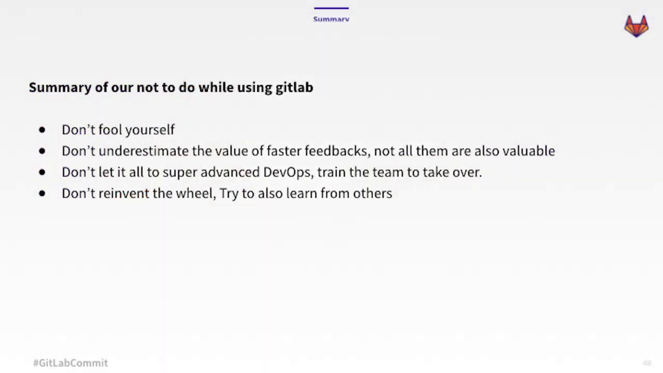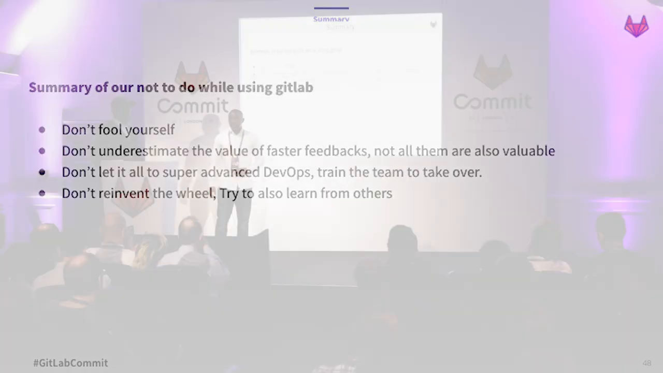So just to summarize this, don't fool yourself. Don't underestimate the value of first feedback. Not all of it is valuable, though, because some people might give you feedback that you really don't need, right? Don't leave it all to the superb DevOps, train the team to take over. If you don't do this, you will have pipelines and people that cannot switch between projects, right? So let the people in the project learn what is going on. It's really important. Really important. So never miss doing that. And also try to learn from others, right? We all know what this means.